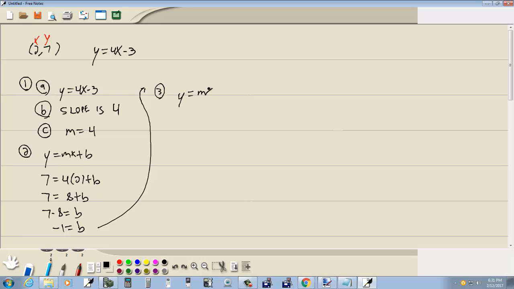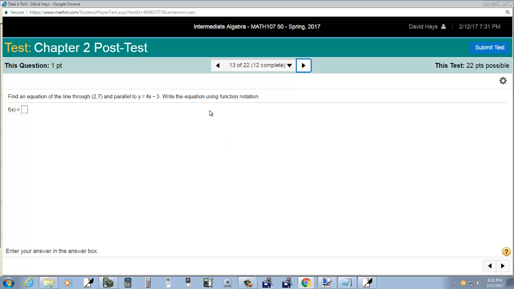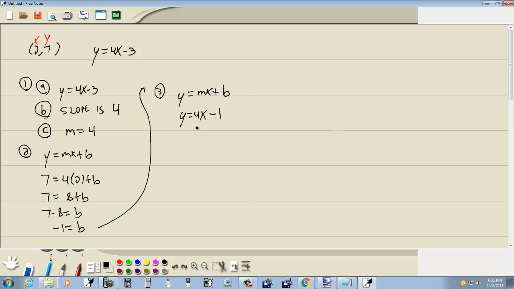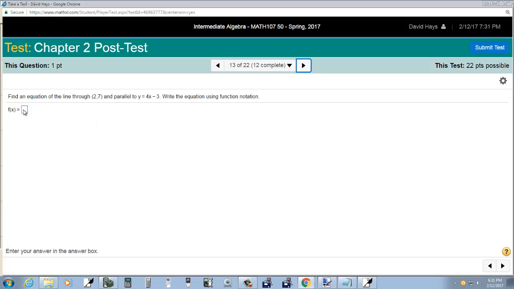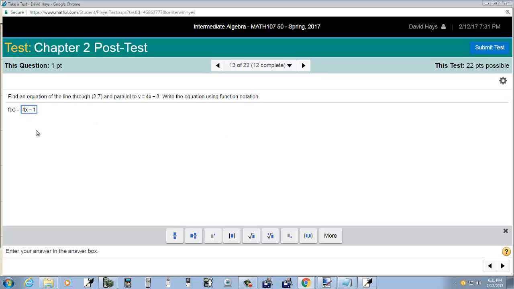Step 3, write our answer. Plug in m from step 1c, which is 4. Plug in b from step 2, which is negative 1. And write the equation using function notation. So instead of y, we would put f of x is equal to 4x minus 1.